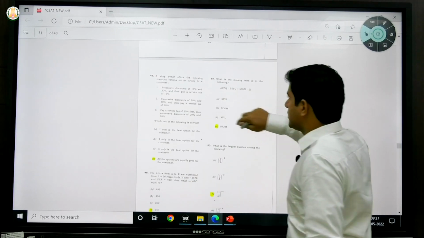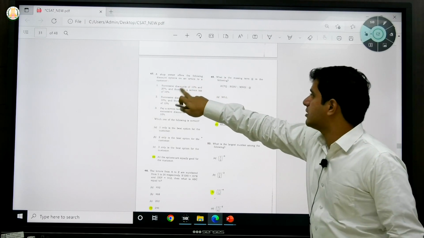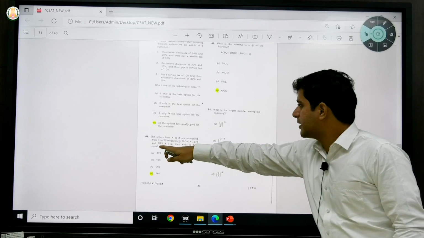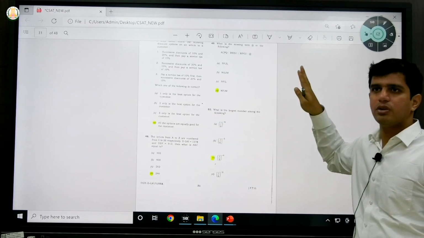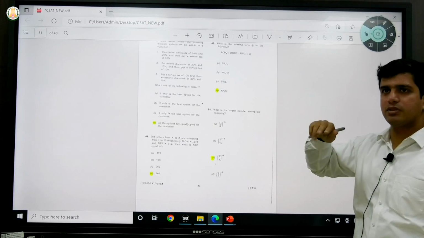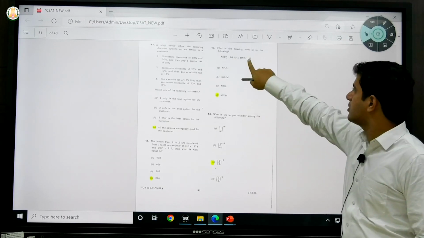Okay. Again, a profit and loss question. See, discounts, service tax again. Then you have some pattern. He gives DEF some code. We found out that code. He gave some chemistry, mathematics, then changed the code. Similar to that here also.